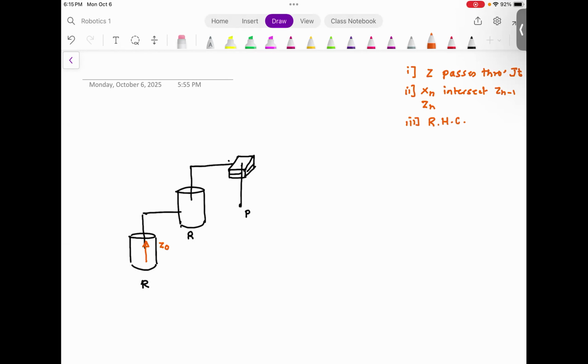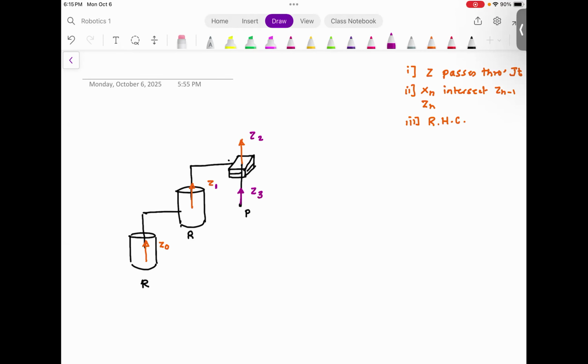Everyone understood this? So this is my first joint. This is my second joint. And the third joint can go down or it can go up. For the sake of simplicity, I'm going to assume up. Do you agree with me? Z1, Z2, and I would use this as Z3.